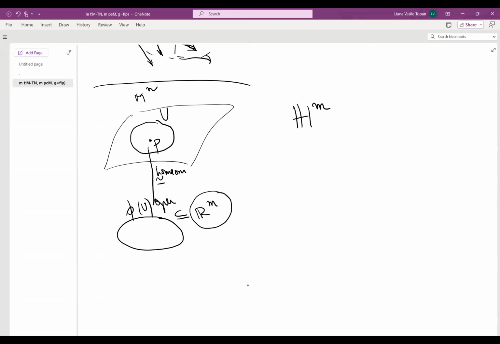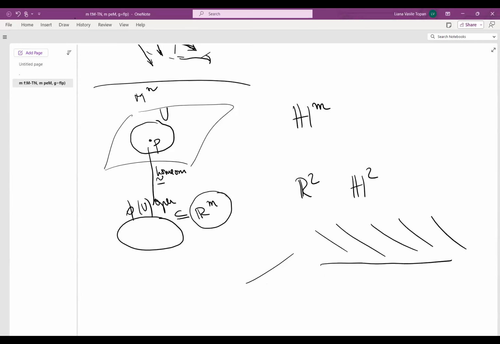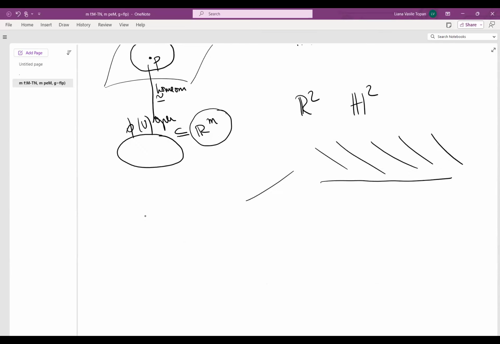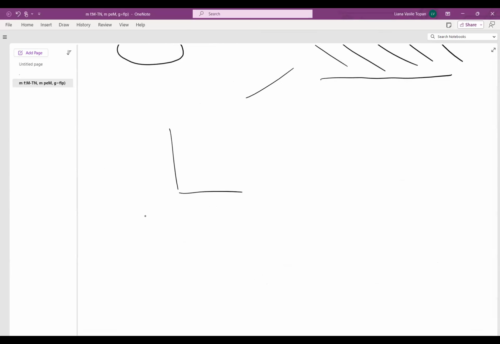H^n is the half space. If you think of R squared, this is the whole plane, while H squared will be only half of it, let's say the upper half plane. If you think of R cube, you have a system of coordinates like that. Now H cube will be, for instance, you cut your space into two and you only take the upper half space or the lower one, it doesn't matter which.